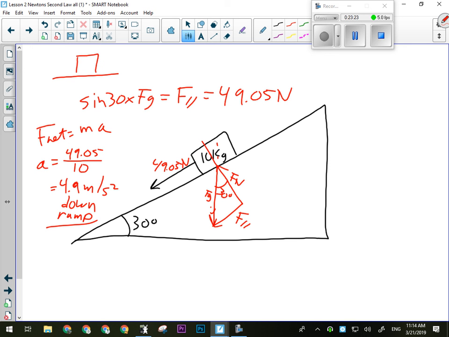The steeper the hill, the faster it goes down the ramp, until the hill is vertical, in which case there's no F parallel because there's only gravity. It'd be falling then instead of sliding. Does that make sense? All right, so that's how an inclined plane works. We're going to run into lots and lots of those.